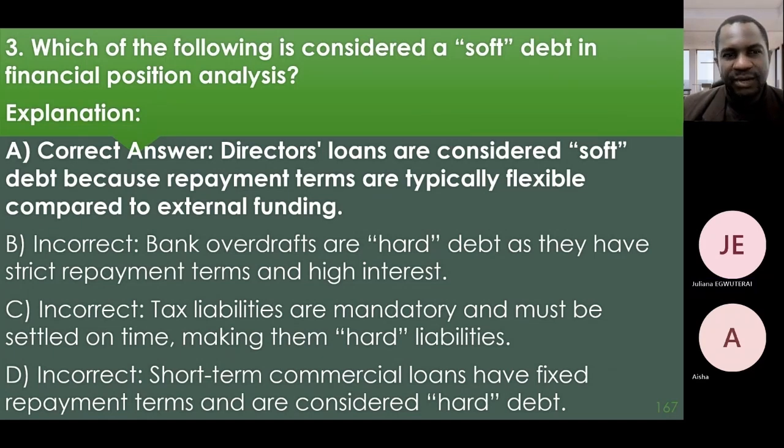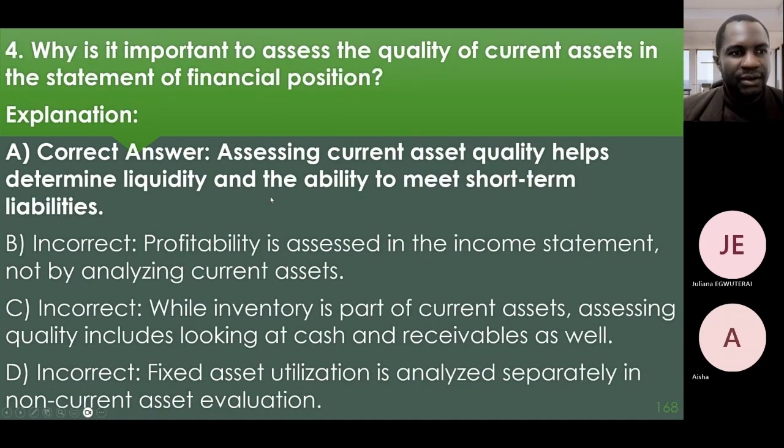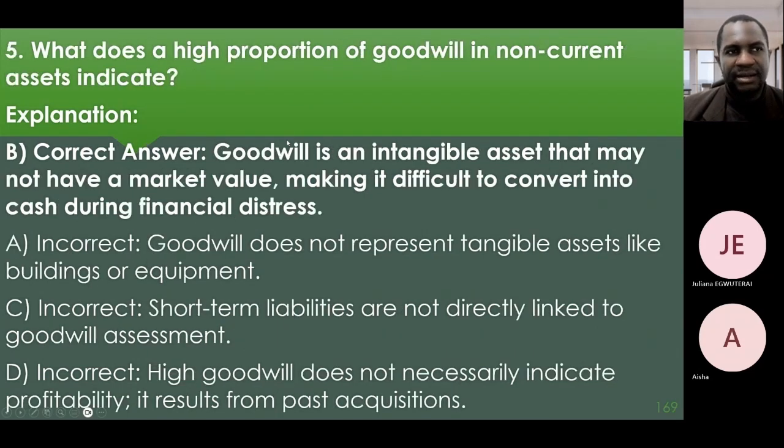All right, directors' loans are considered soft debt because repayment terms are typically flexible compared to external funding. Exactly. Number 4, A too. That's good. Okay. Why is it important to assess the quality of current assets in the statement of financial position? Assessing current asset quality helps determine liquidity and the ability to meet short-term liabilities. Exactly. And finally, what does a high proportion of goodwill indicate?